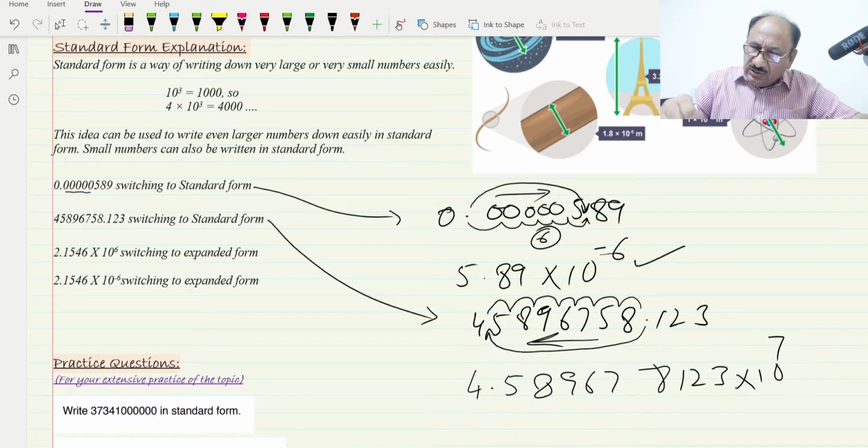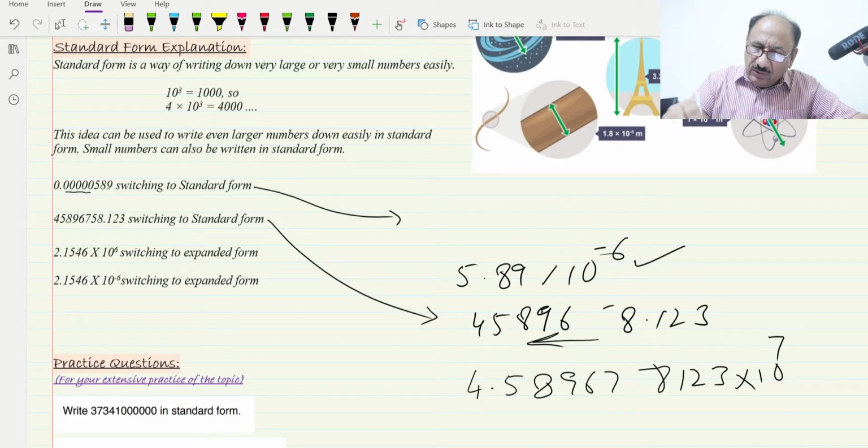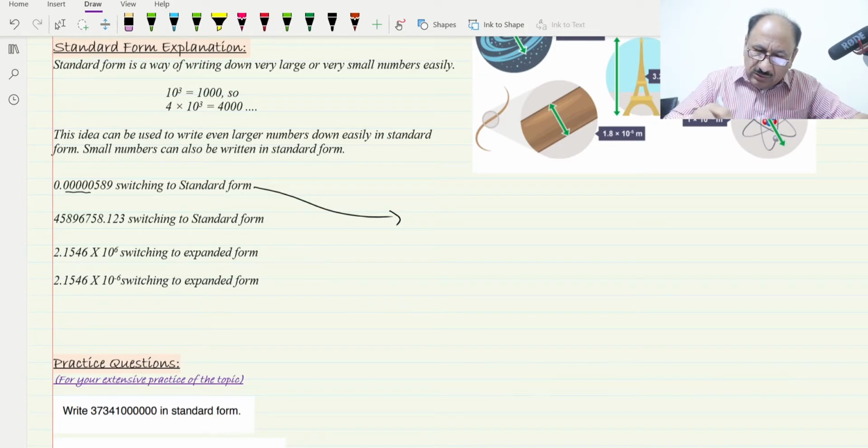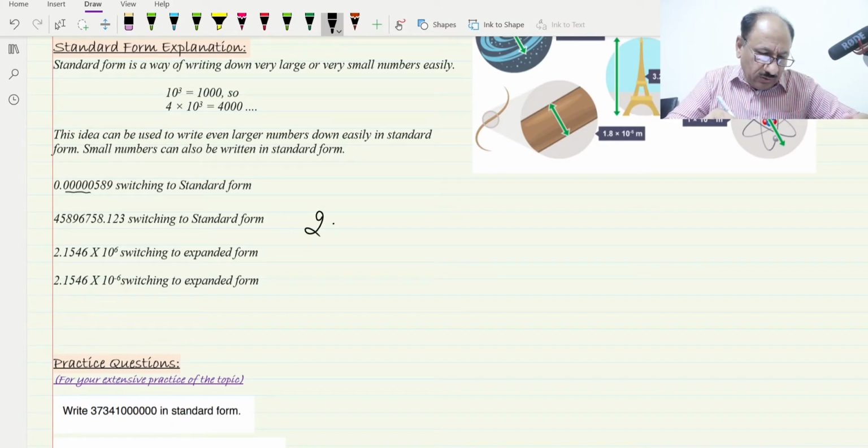Now this is basically the standard form in which we have written, and the reverse of that is known as expanded form. In some past paper questions they are asking for expanded form also, so we can go through that quickly.